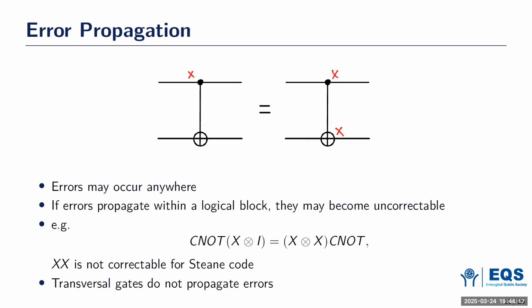And if there exist multi-qubit gates within the logical block, errors propagate through the gate. For example, if a Pauli X error occurs before a CNOT at the control part, it is equivalent to the case where X errors occur at both control and target parts after the CNOT gate. Steane codes can correct a single X error, but cannot correct an XX error. So we don't like this situation, where the weight of the error increases. However, transversal gates do not propagate errors.